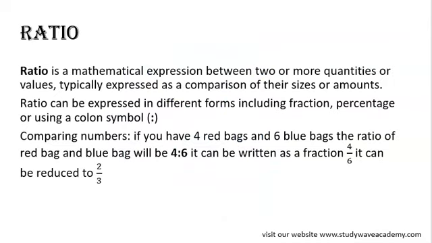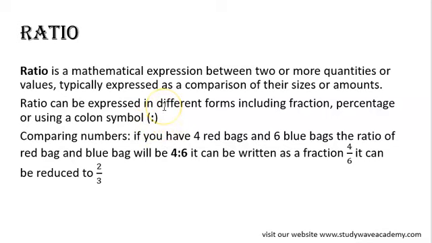What is a ratio? Ratio is a mathematical expression between two or more quantities or values, typically expressed as a comparison of their size or amount. Ratio can be expressed in different forms, including fractions, percentage, or colon. This colon represents the symbol of ratio. This is the symbol of ratio, which we call the colon.